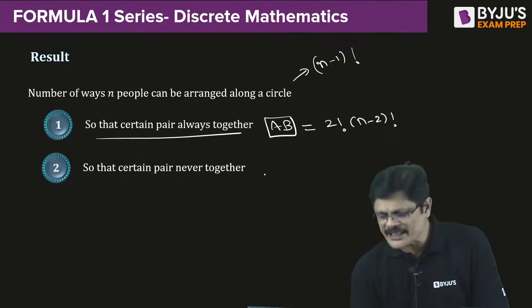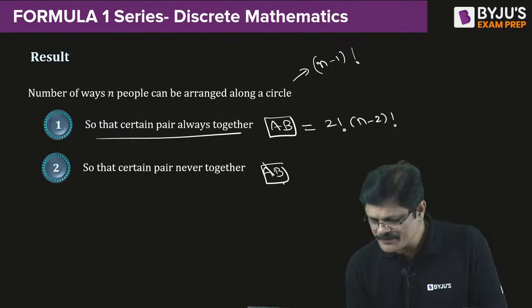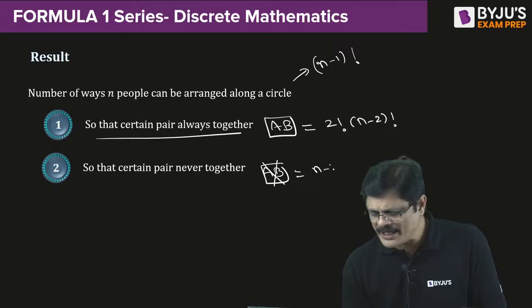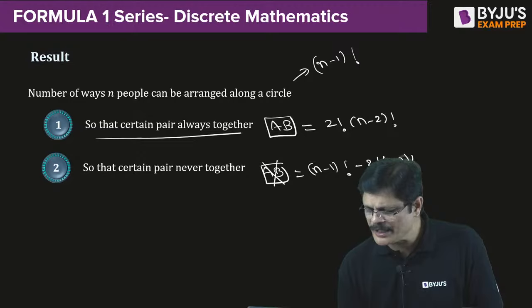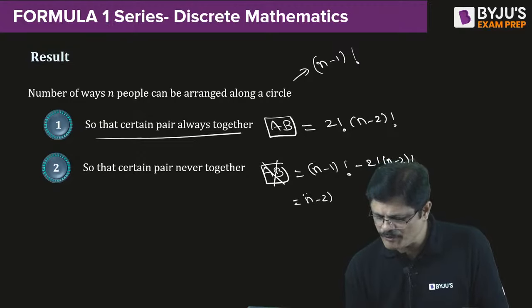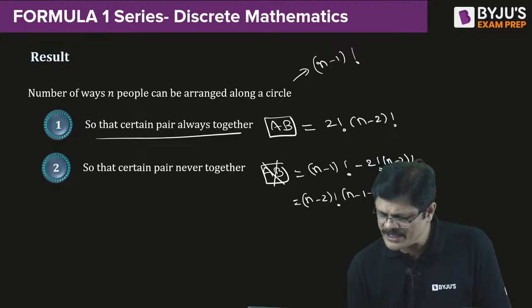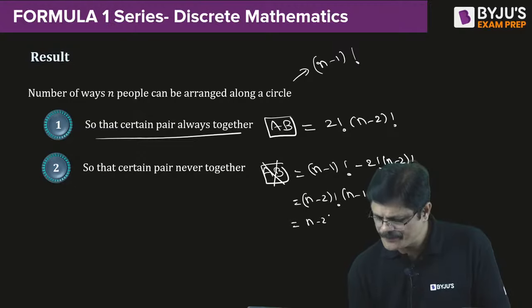And when you want a certain pair never together, it should be n minus 1 factorial minus 2 factorial into n minus 2 factorial. Taking n minus 2 factorial common, it is n minus 1 minus 2.